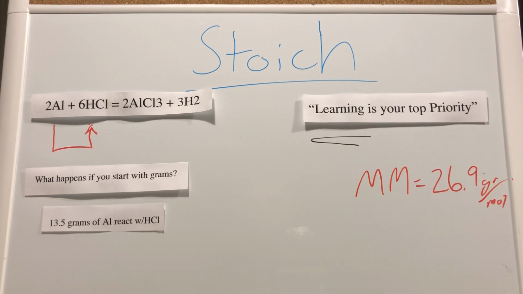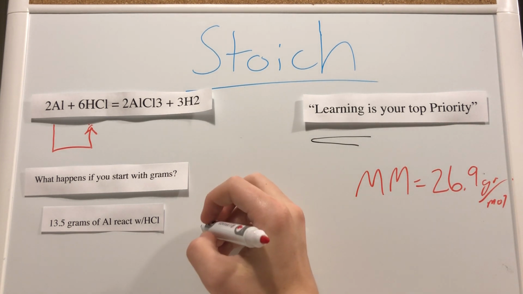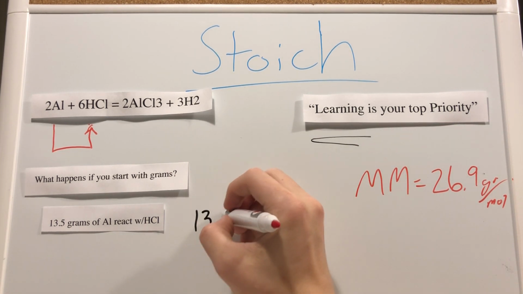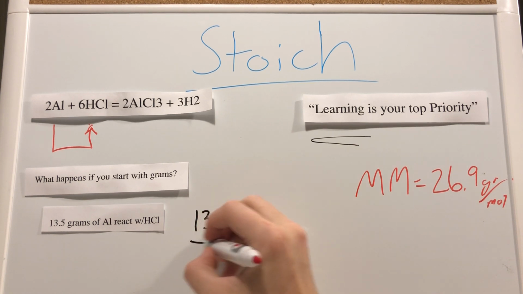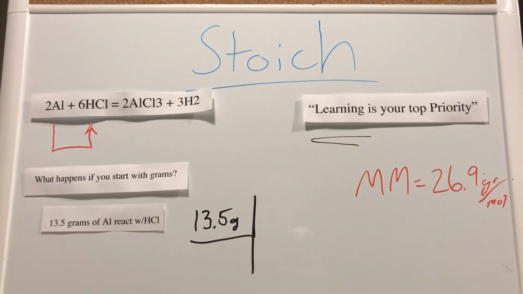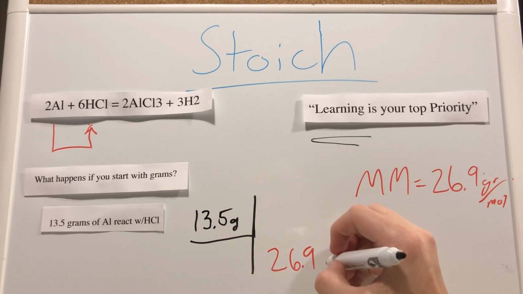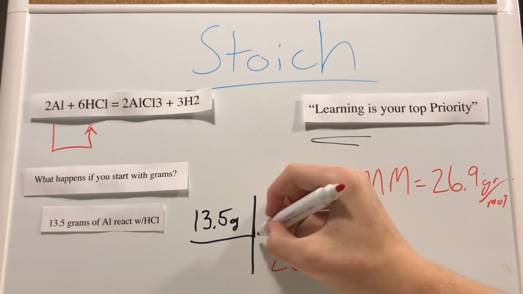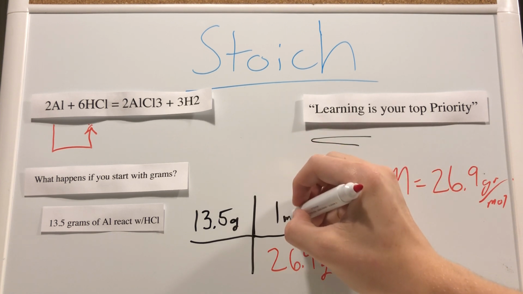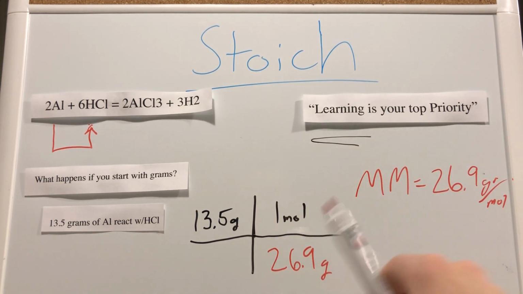And so let's write our picket fence just like we normally do with our initial amount. There's our 13.5 grams. And now we want our units to cancel. So our grams has to be on top, which means something grams has to be down here. So we're going to use our molar mass from our aluminum. I'm going to place it down here. And that's 1 mole of aluminum equals that many grams.